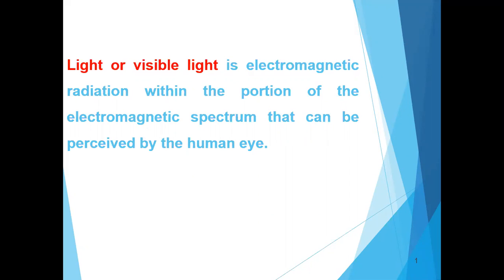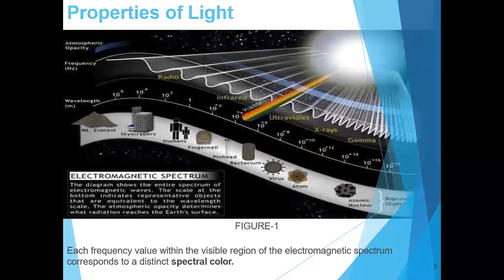So what is light? Light is also called visible light, the one which we can see. It is electromagnetic radiation within a portion of the electromagnetic spectrum. So visible light is actually an electromagnetic radiation.